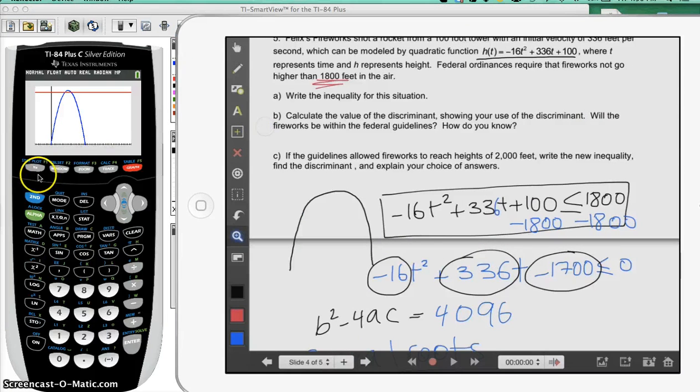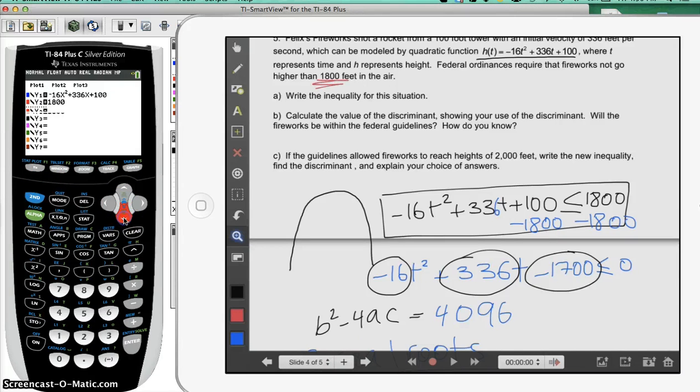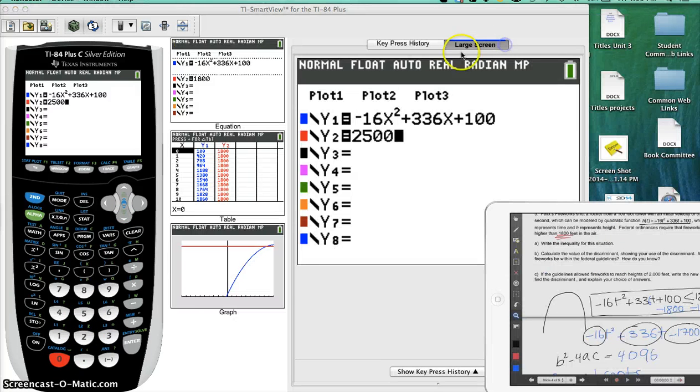Now what you can do is go to y equals for part C, and instead of the 1800, put 2500, since the new guideline is going to be 2000. And now let's see what's going to happen if we try to graph it.